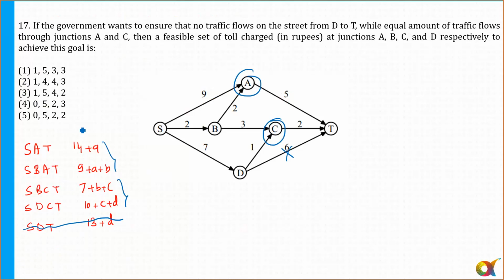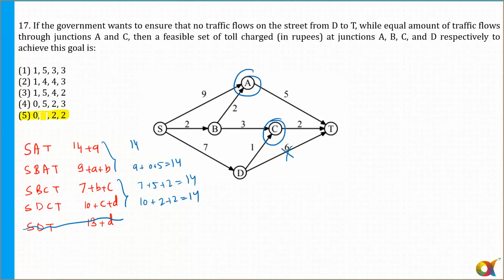So we can see the options. I think option number 5 will satisfy. Option 5: 14 plus 0 is 14. 9 plus A plus B, so 9, A is 0, B is 5, is 14. Here 7 plus B plus C, so that is 5 plus 2, which is also 14. And 10 plus C plus D also works. So the answer is option number 5.